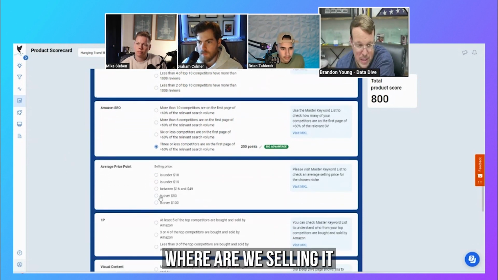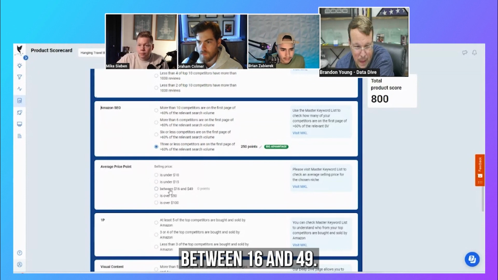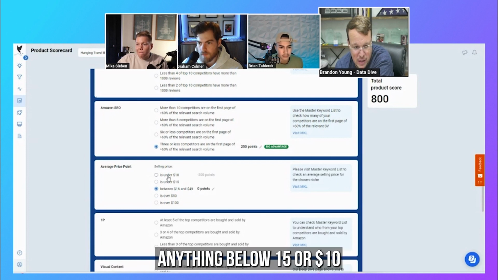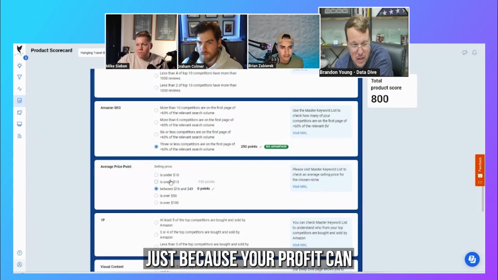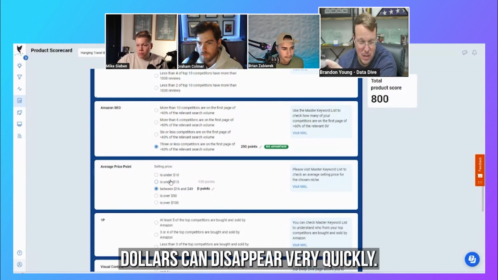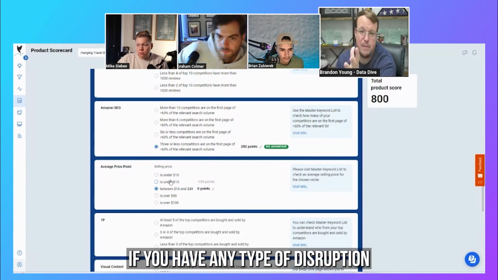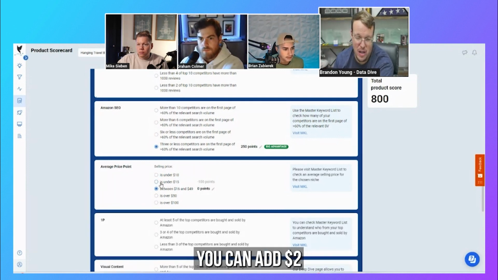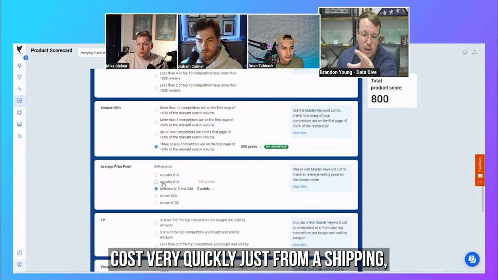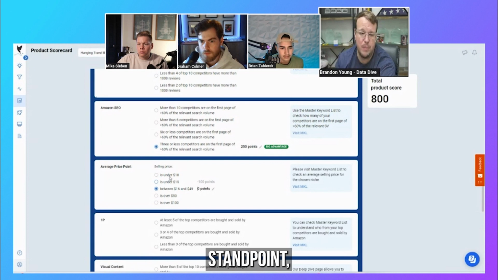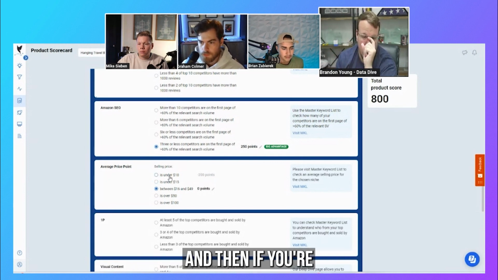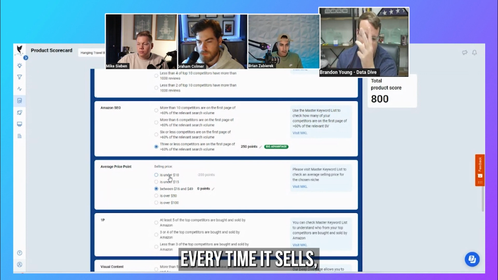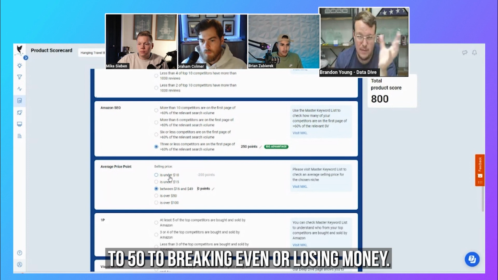So our selling price, where are we selling it? Between 16 and 49. Yeah, and that's a neutral price point for me because I like to be in that range. Anything below $15 or $10, I think, is a negative, just because your profit dollars can disappear very quickly if you have any type of disruption in your supply chain, right? Yeah, you can add $2 to this product cost very quickly just from a shipping, logistics, storage standpoint if things don't go smoothly. And then if you're relying on a $10 product making $2.50 every time it sells, that can go from making you $2.50 to breaking even or losing money.